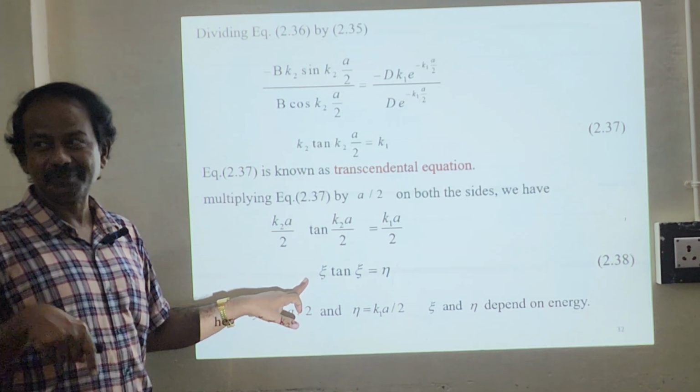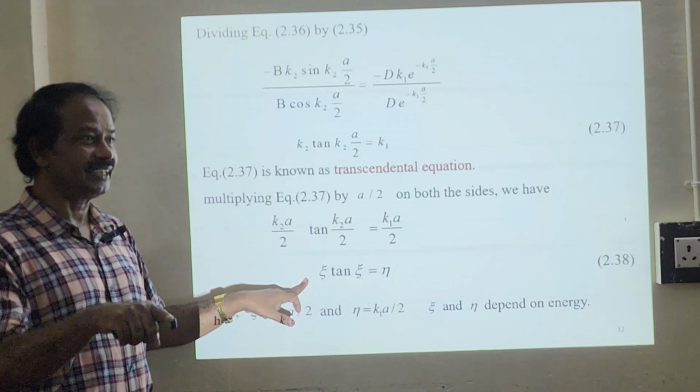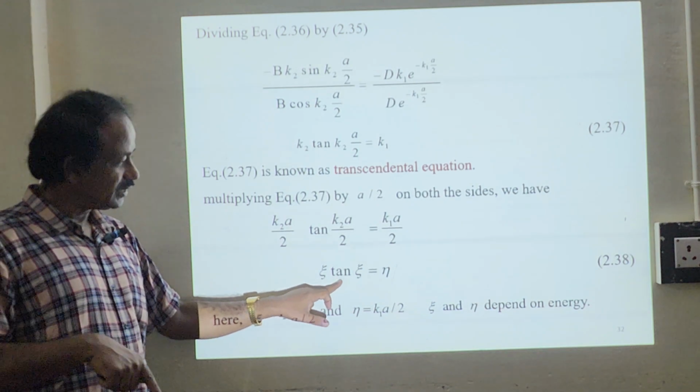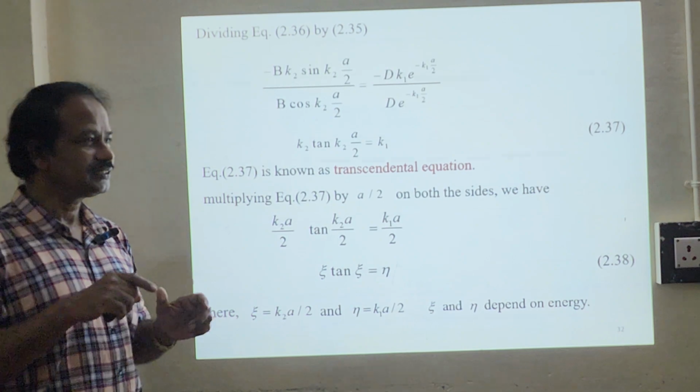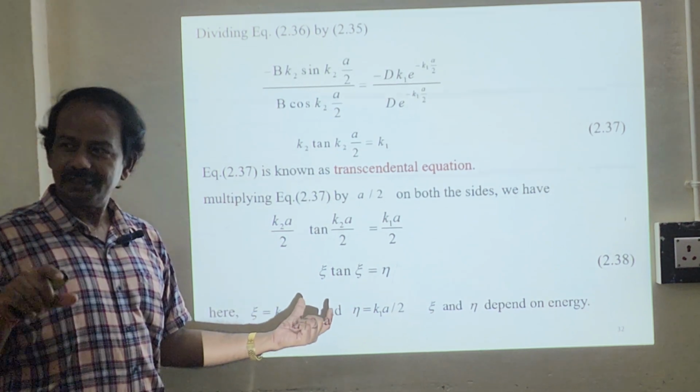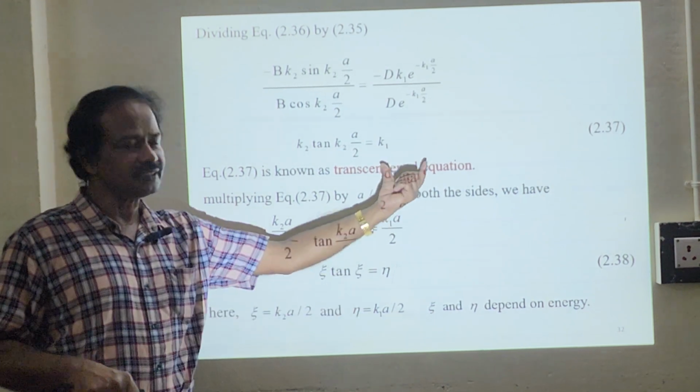Okay, this is xi. Not psi, it is xi. So xi tan xi, we are going to keep this as eta. Xi tan xi is equal to eta. This is also a transcendental equation.